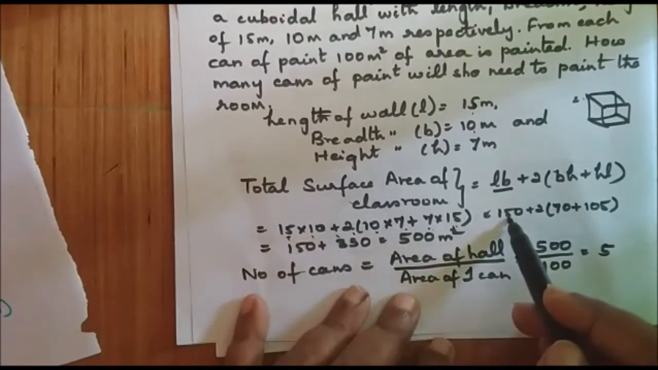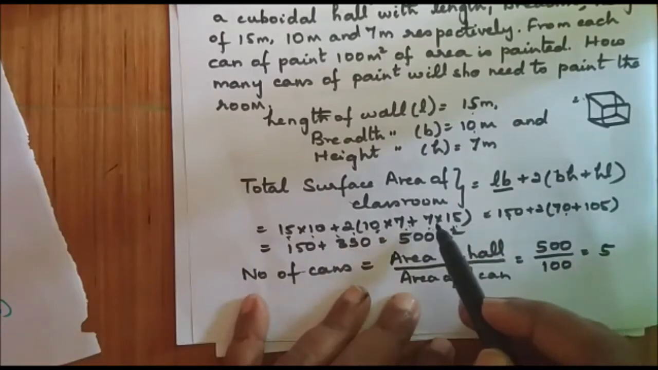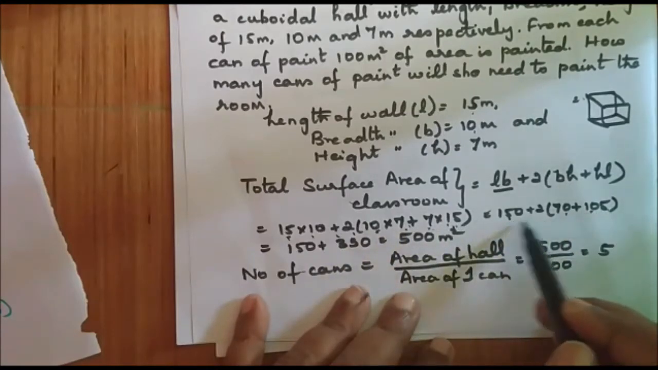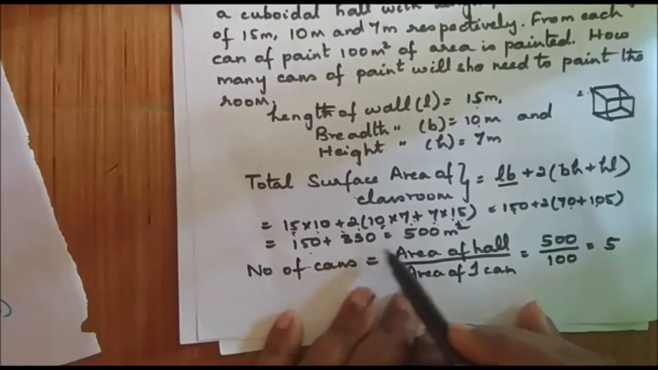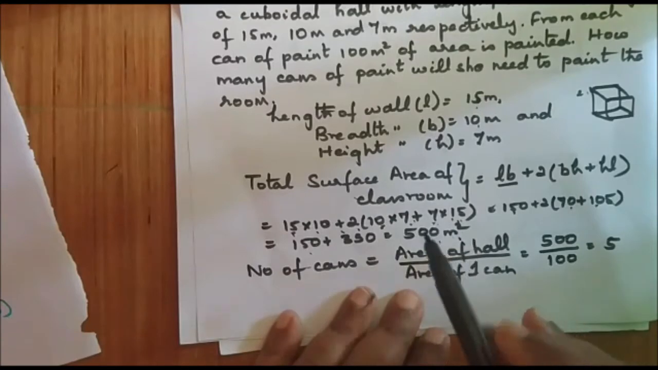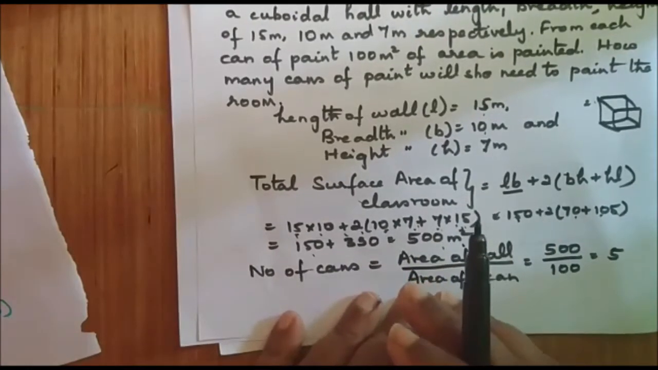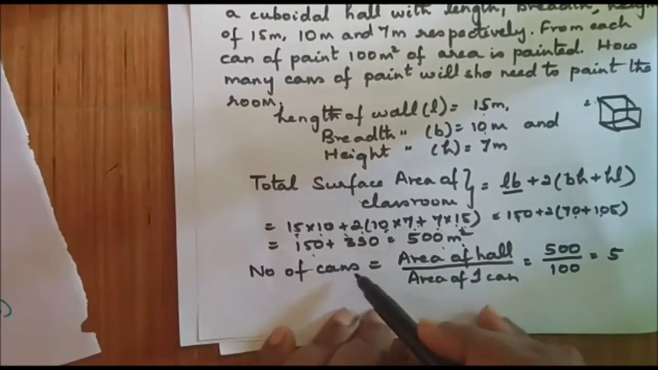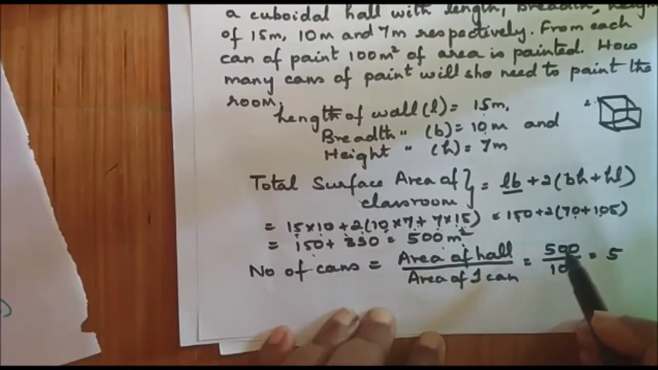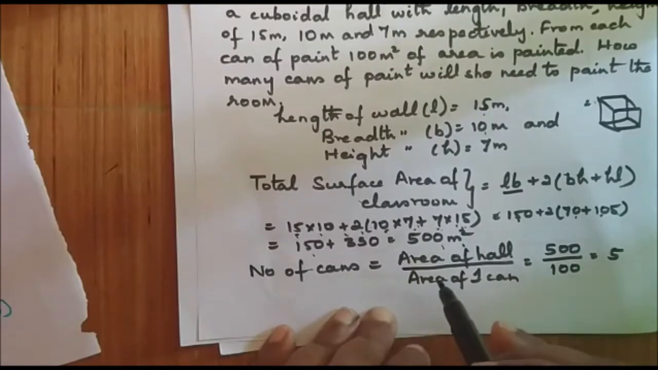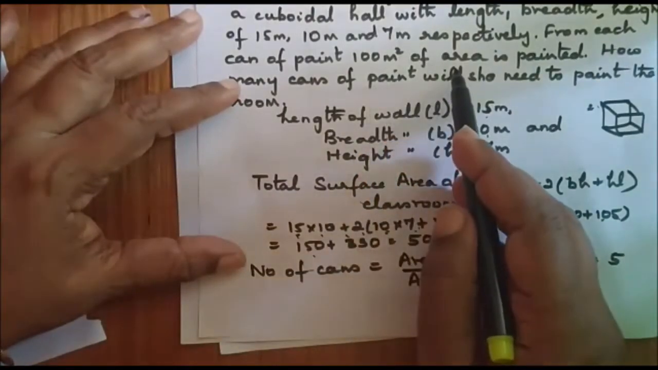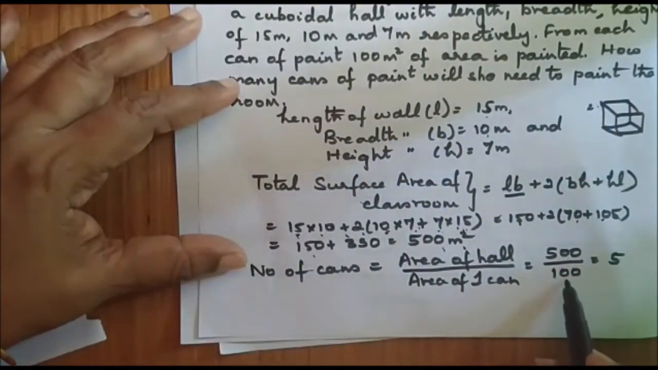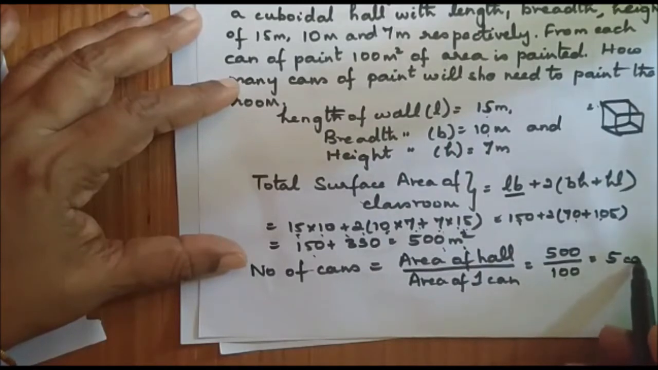15 into 10 is 150, 10 into 7 is 70, 7 into 15 is 105. We add them up and we multiply. We get 150 plus 350, which is equal to 500 meters squared. Calculation part, I think you can do it on your own. Okay. So number of cans is equal to area of the hall divided by area one can paints. Area of the hall is 500 meters squared. We are given that one can paints 100 meters squared of area. So 500 divided by 100 is equal to 5 cans.